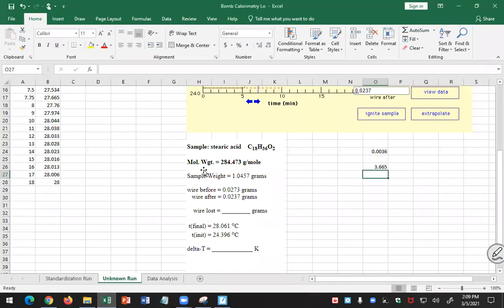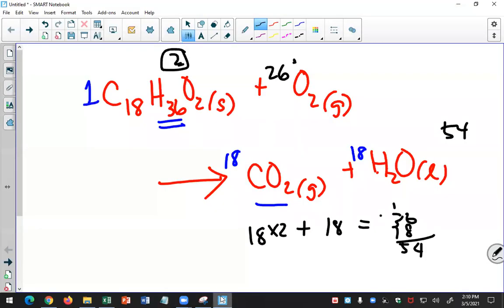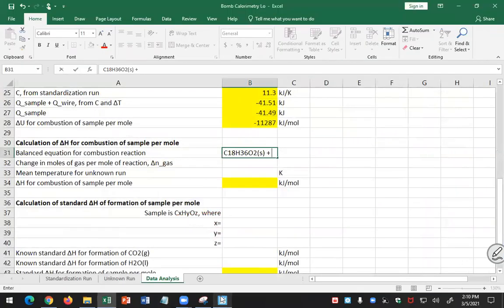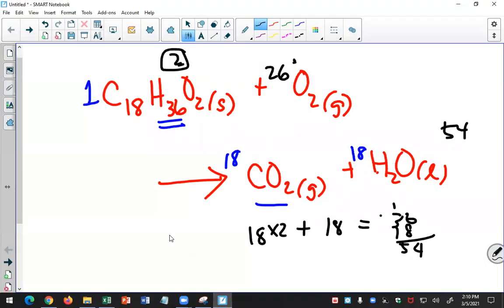So I would write that over here. So C18H36O2 solid plus, how many O2s did I say? 26 O2 gas, right arrow, 18 CO2 gas plus 18 H2O liquid. So what's the change in moles of gas here?